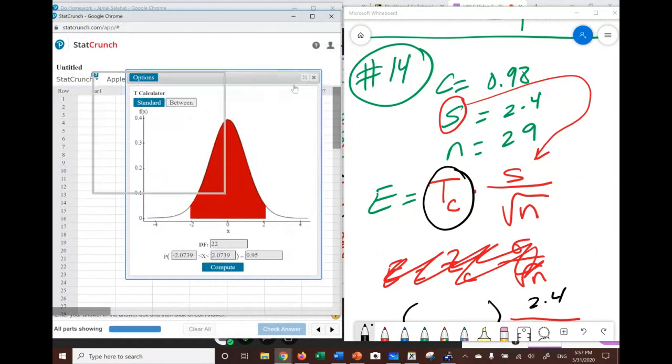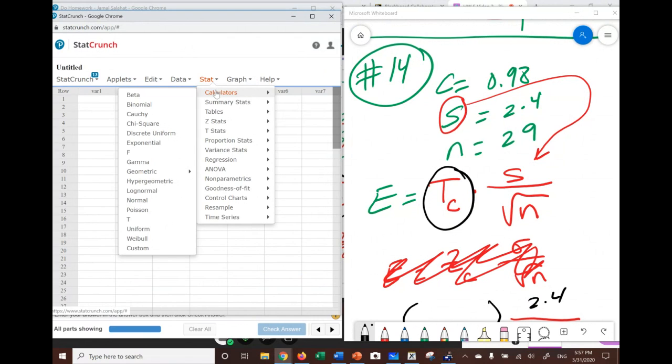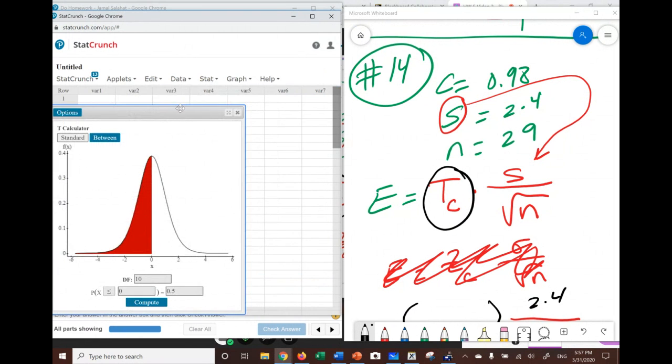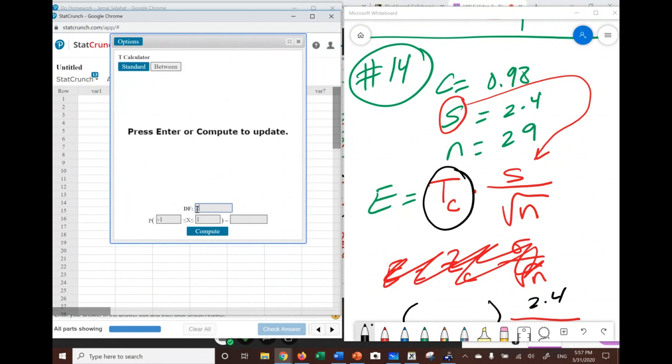I'm going to clear this. I'm going to go to Stat. I'm going to go to calculators, go to the right, and all the way down to T. Then I'm going to click on the between, and everything else is in front of me. The question is, N is 29. So what is the degree of freedom? It's going to be 29 minus 1, which is 28. Again, the degree of freedom is always N minus 1. So here is N, 29, subtract 1, you should get 28.